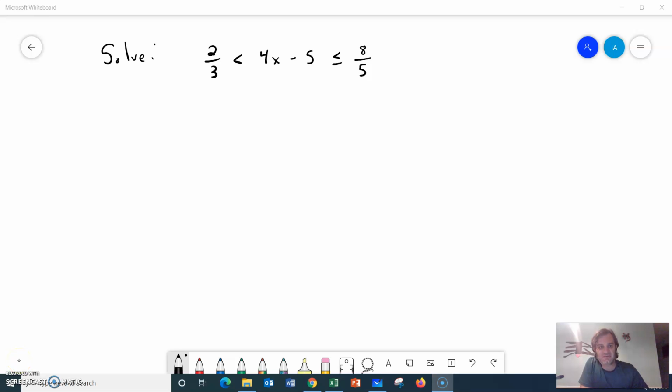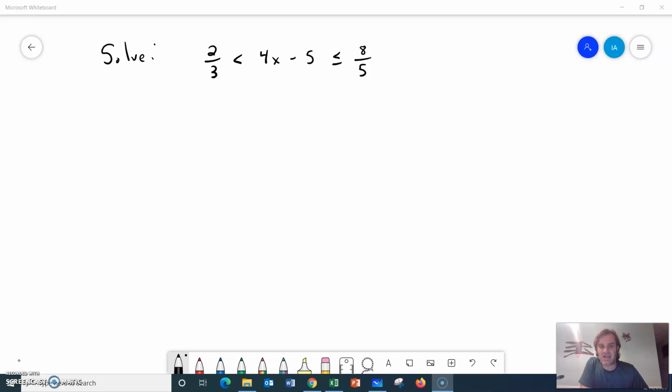Hey, it's Mr. Allred, and we're still solving inequalities, and here we have a compound inequality. It's 2/3 is less than 4x minus 5, which is less than or equal to 8/5.